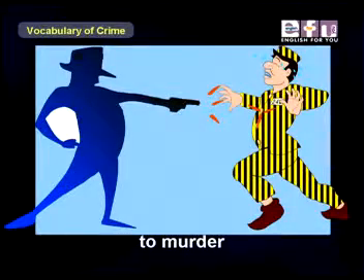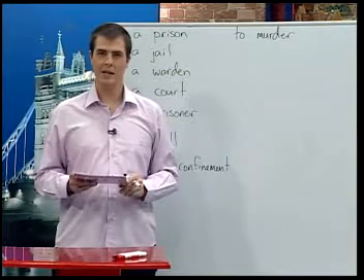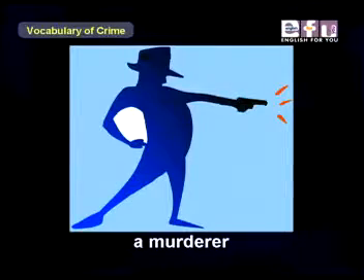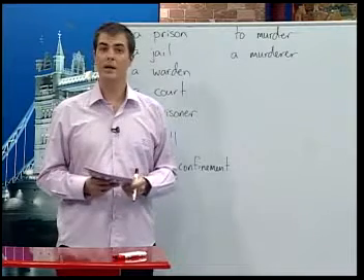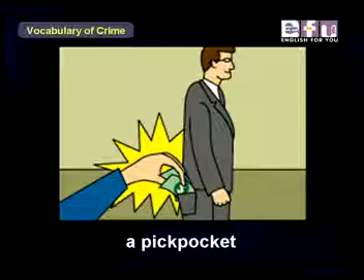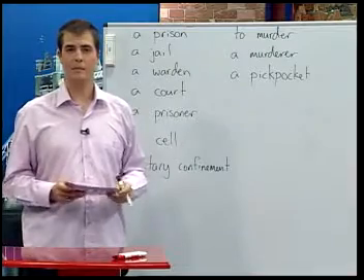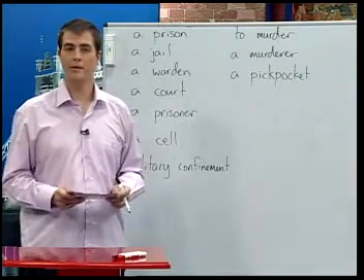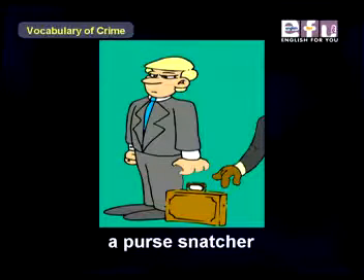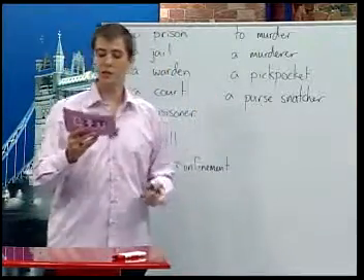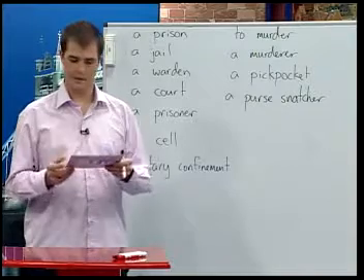Okay, we have a verb now. The verb is to murder. To murder is to kill someone deliberately and illegally. And now we have a murderer. A murderer is a person who commits murder. A pickpocket is a person who steals something from someone's pocket, maybe as you are walking down the street. A purse snatcher is the person who grabs someone's purse and then runs away with it.